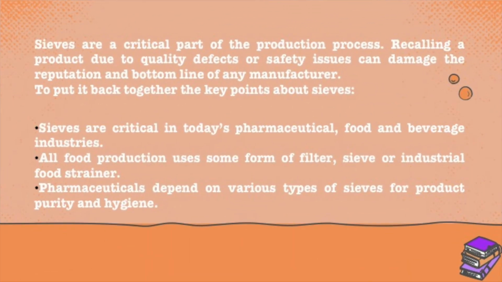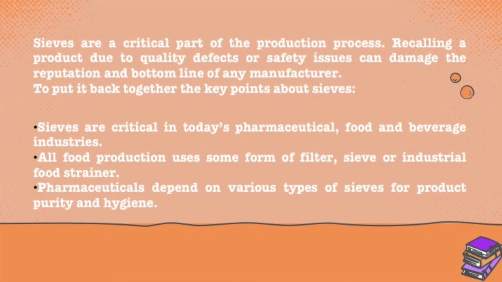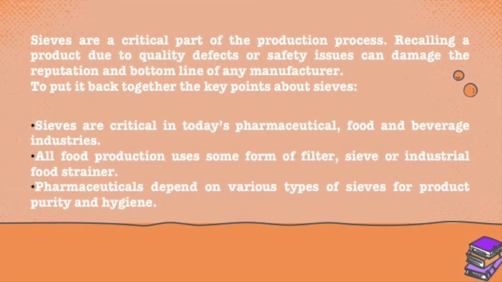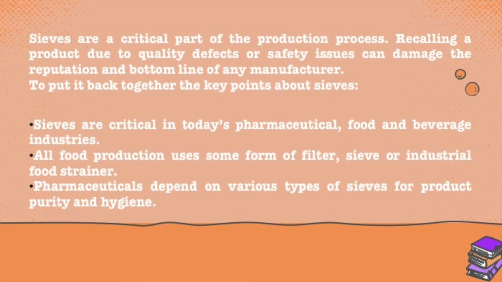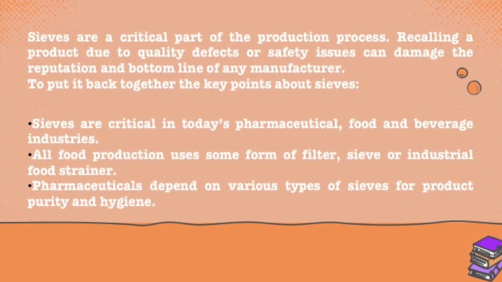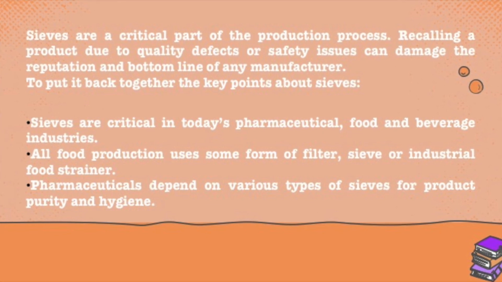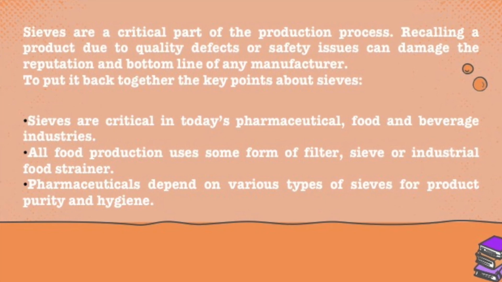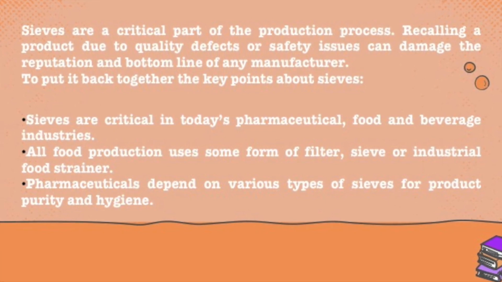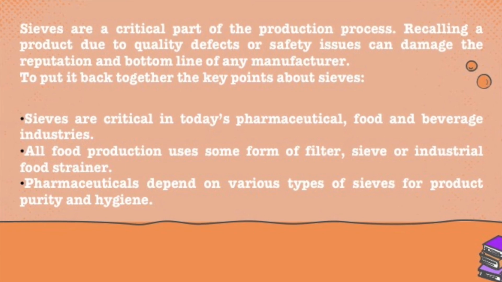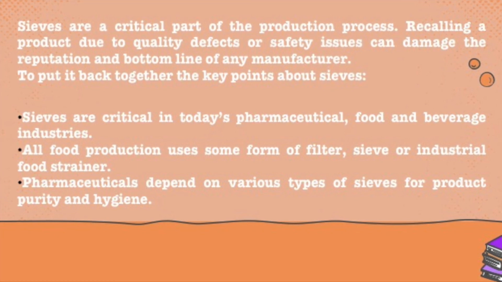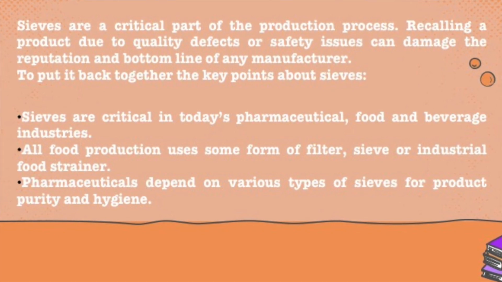Sieves are a critical part of the production process. Recalling a product due to quality defects or safety issues can damage the reputation and bottom line of any manufacturer. To put it back together, the key points about sieves are first, these are critical in today's pharmaceutical, food, and beverage industries, not to mention what I have said before, that it is also used for construction and for wastewater treatment for chemical engineering discipline. Then all food production uses forms of filter, sieve, or industrial food strainer. Lastly, pharmaceuticals depend on various types of sieves for product purity and hygiene.